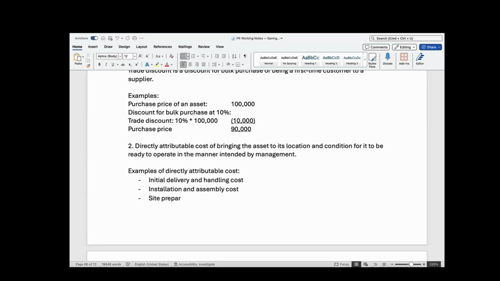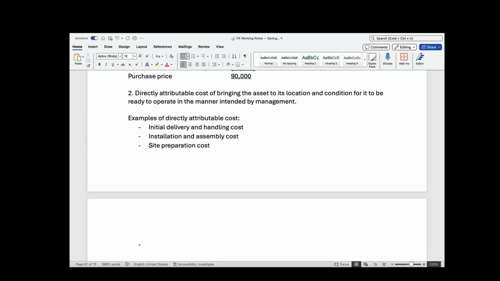You might need to do some site preparation costs. If it's an asset where you have to do a base, or a shelter, or a land that you just acquired that you have to clear before you start building on it. Site preparation costs are also usually capitalized. They are directly attributable costs.